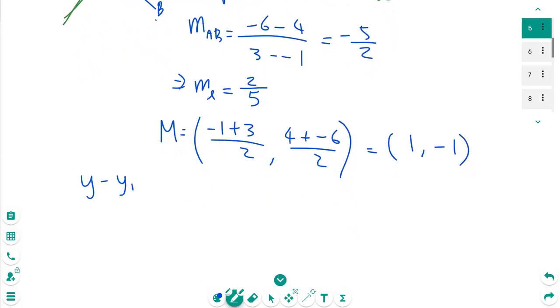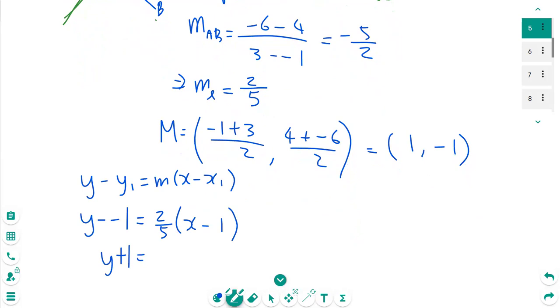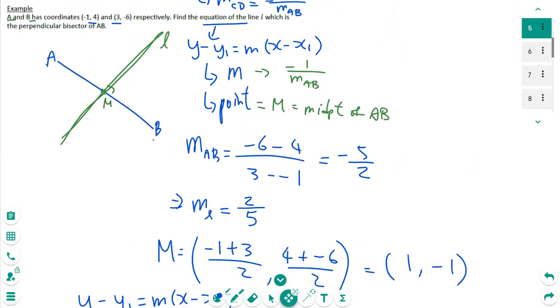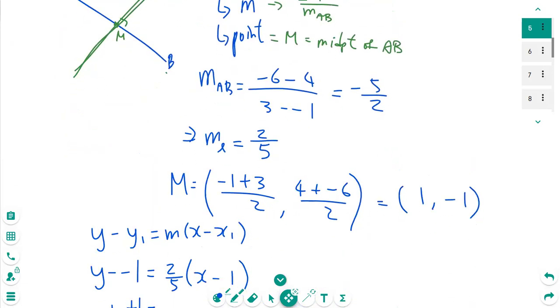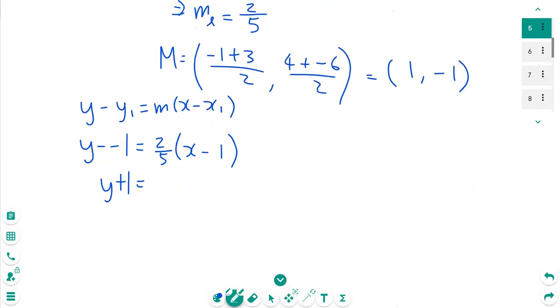y minus y1 equals m(x minus x1). So y minus (-1) equals 2/5 of (x minus 1). So y plus 1 equals... does the question need me to write in any form of the equation? No, it's any form, so make y the subject. Expand the bracket, 2/5 of x minus 2/5, and -1 on both sides.